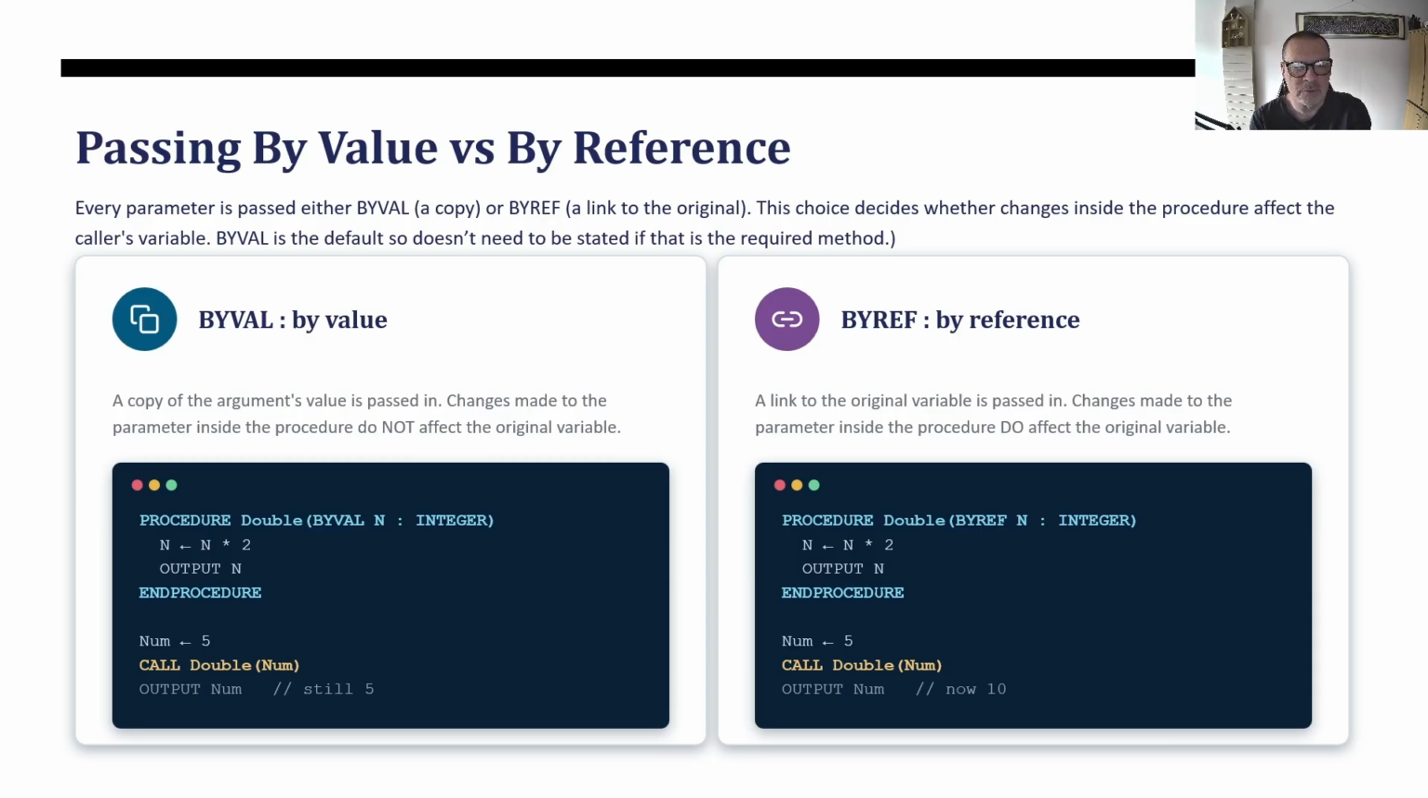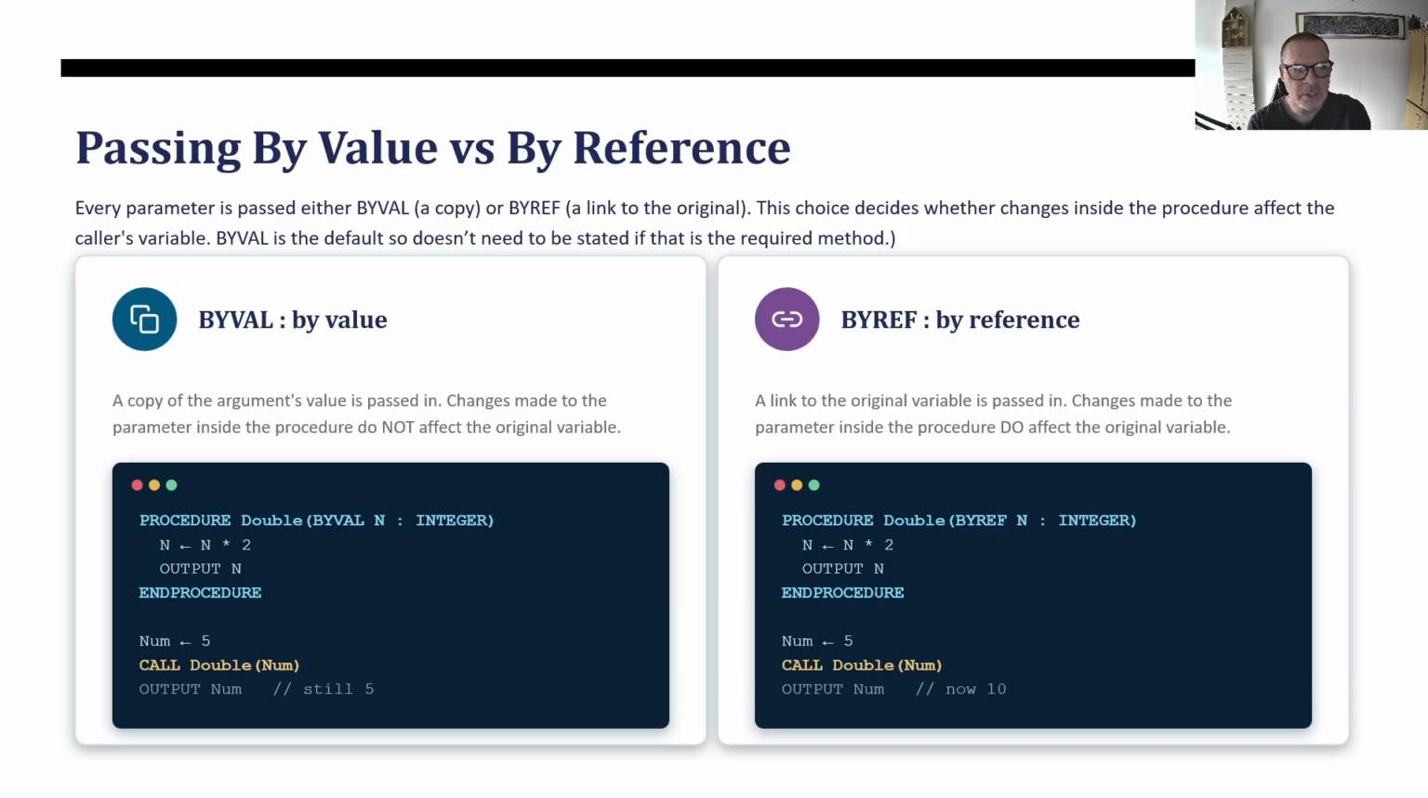And the reason it defaults to by val is because it's safer. We're not going to be affecting anything outside of the procedure when we do this. So procedure double by val n, that means that we get a copy of whatever argument that we pass in to the procedure. So in this case, we're calling it with the value num, the variable called num. Num contains 5. So we get a copy of that. We get another 5, a copy of 5, passed into the procedure.